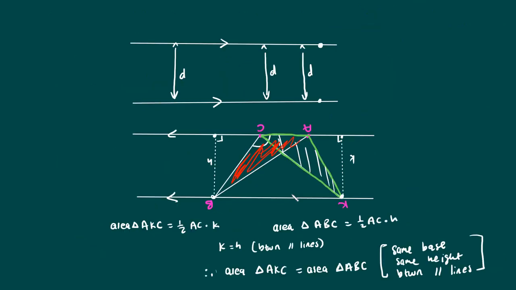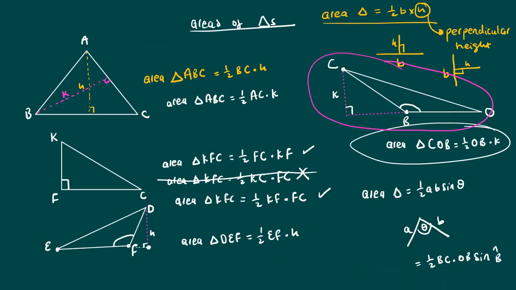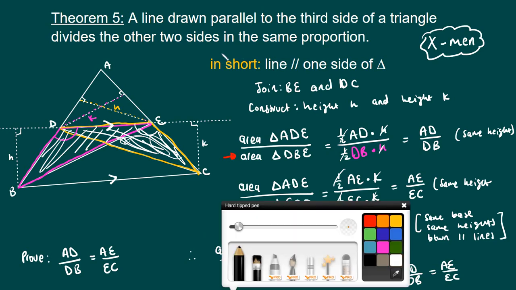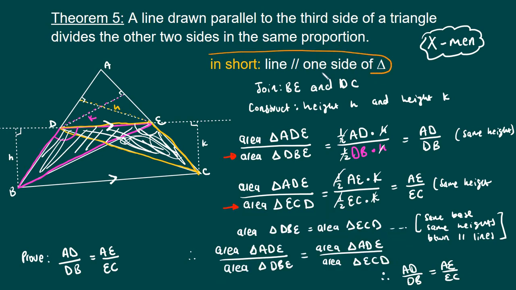So that is why we are saying those two triangles must have the same areas, because they have the same base and same height. Okay, so that's exactly what we have for those two. That is why we're saying those two areas are equal. And then that's why AD over DB is equal to AE over EC. Beautiful. And then when you use that theorem, please remember to just say line parallel to one side of a triangle.